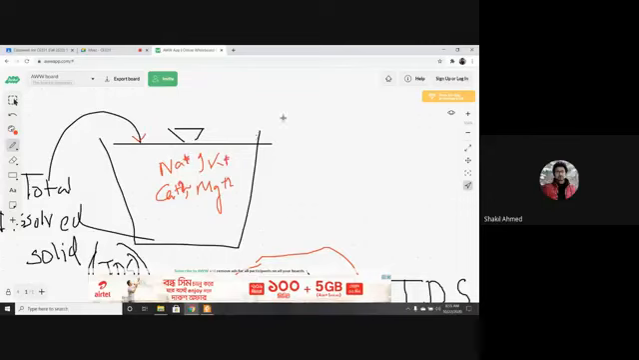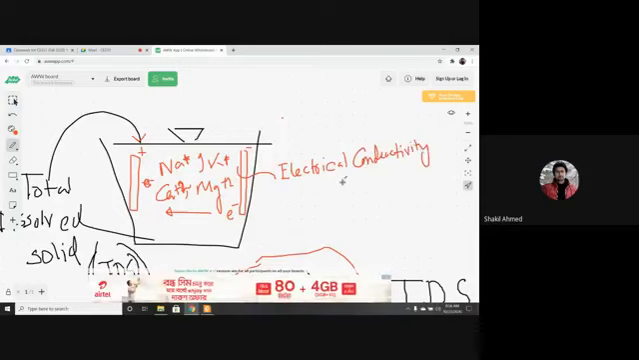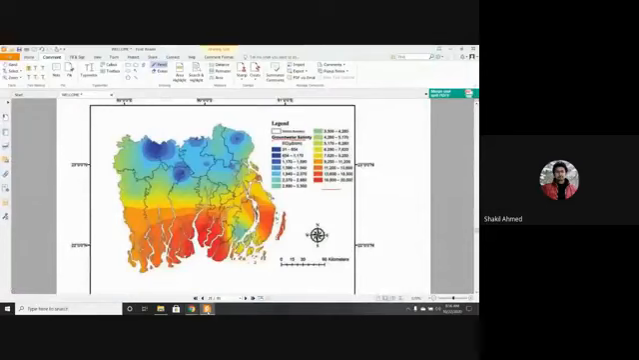Yes, sir. So if there is more ion in water, and you put an electrical device like this, positive and negative, then it will be easier for the electron to pass from there to there. Am I right? That means this water will have higher electrical conductivity. We call it EC, electrical conductivity. We measure it in microsiemen per centimeter.